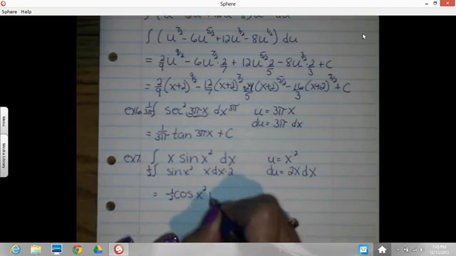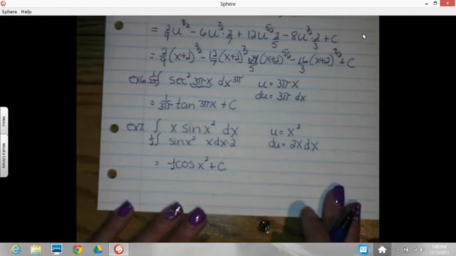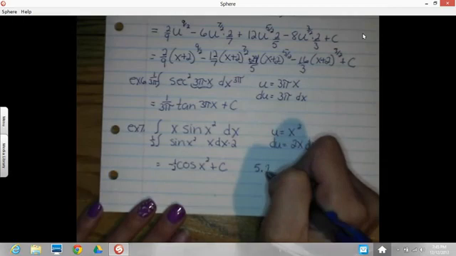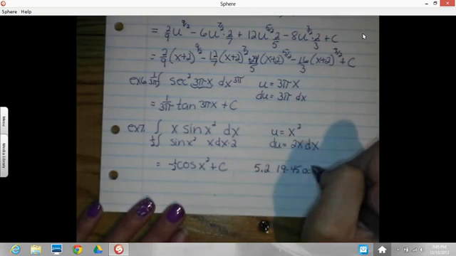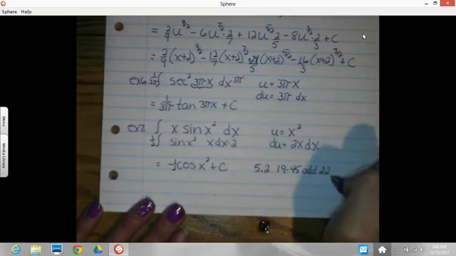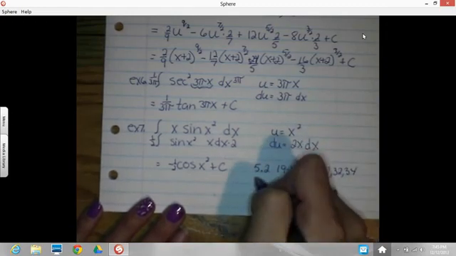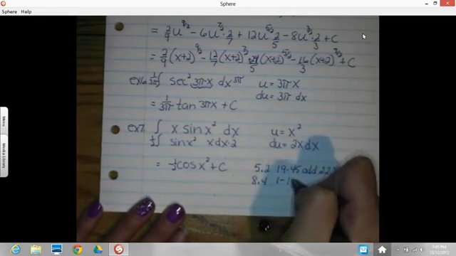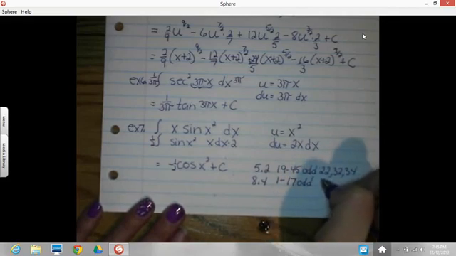Okay, your assignment is going to be on that worksheet. We are going to pick up problems from section 5.2, 19 through 45, odd, 22, 32, 34, and from the 8.4 section, which is the trig, 1 through 17 odd, picking up 6, 12, 14, and 16. And that will finish up section 5.4.